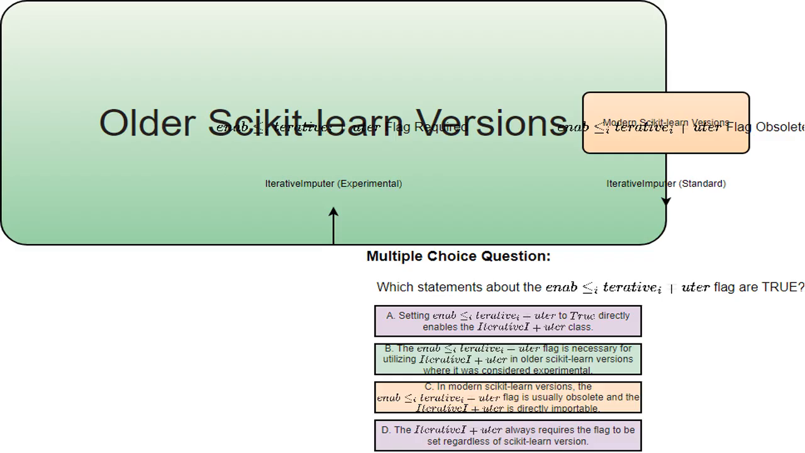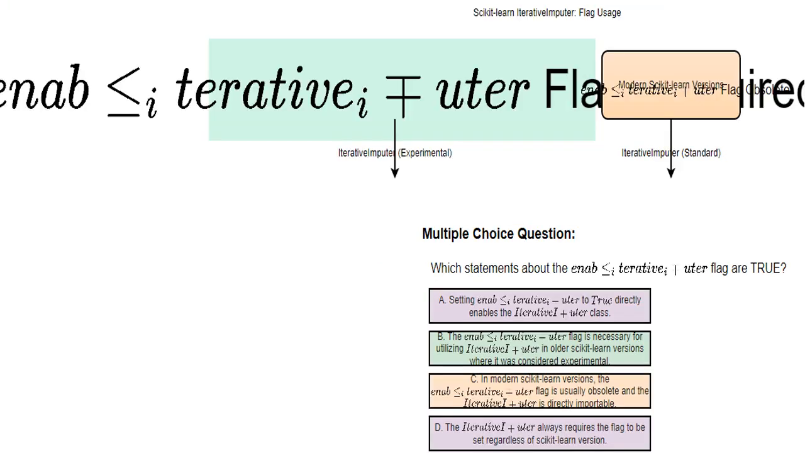In older versions of scikit-learn, the IterativeImputer was experimental. I needed to explicitly enable it using a flag, enable_iterative_imputer, setting it to True. Back then, IterativeImputer wasn't a fully supported part of Sklearn. Think of it as being in beta testing. That's why the flag was necessary.